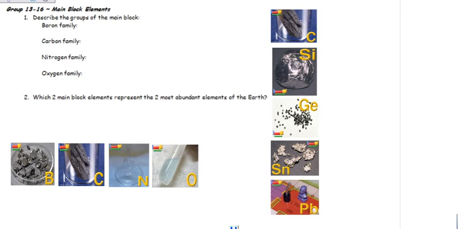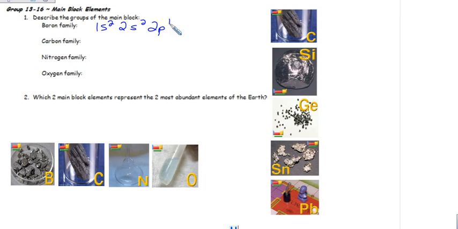Describe the groups of the main block. Well, here's one trend. Let's look at the trend in valence electrons. If I write these electron configurations, these elements aren't super crazy. Let's go boron, number 5: 1s2, 2s2, 2p1. We're just starting to fill the P block.